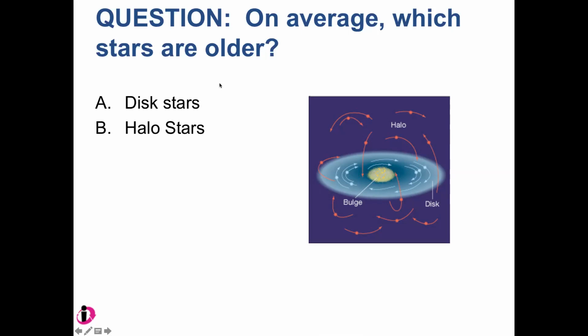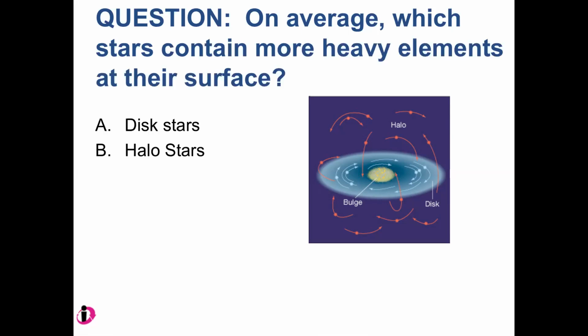Here is a harder one. On average, which stars contain more heavy elements at their surface? And by heavy elements, I mean anything heavier than hydrogen and helium. Iron and carbon and oxygen and all of those, gold and tin and all of those heavy elements. Which will have more elements at the surface, disk stars or halo stars? Again, I will let you pause the video, make a guess, and come back.